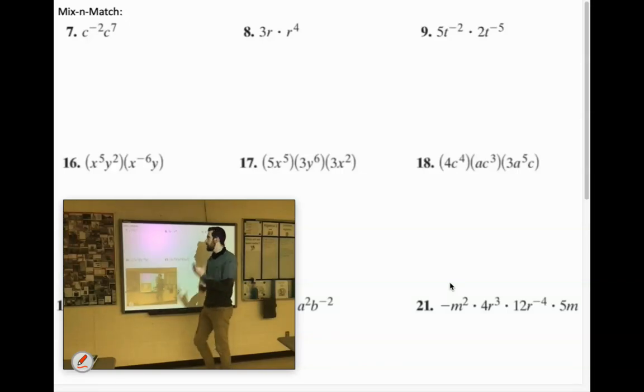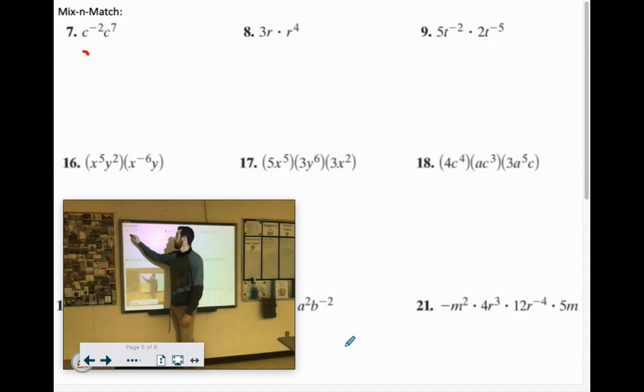Mix it. Let's match it. Here we go. C to the negative second times c to the seventh. We add the exponents. Negative 2 plus 7 is 5. C to the fifth.